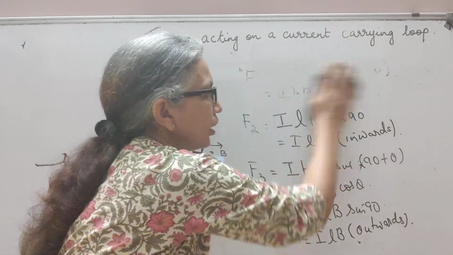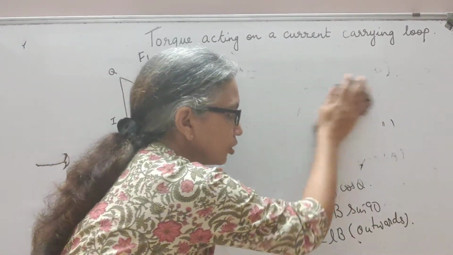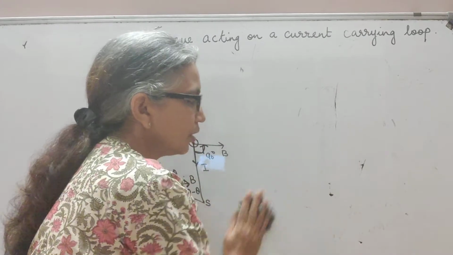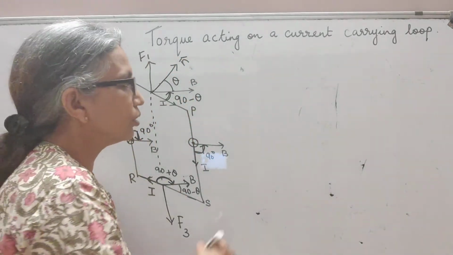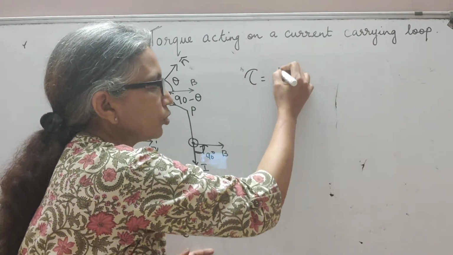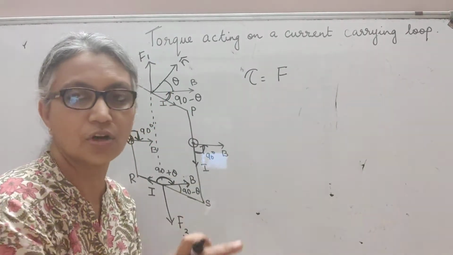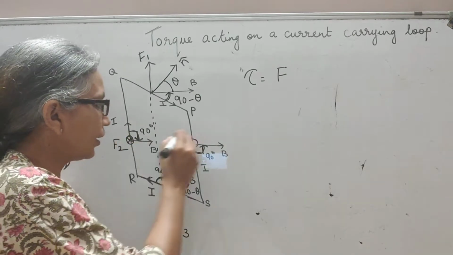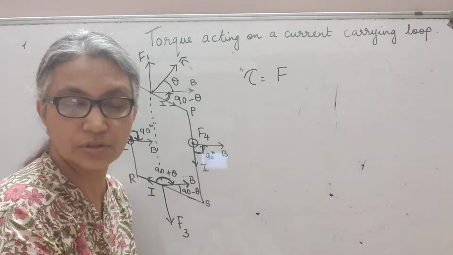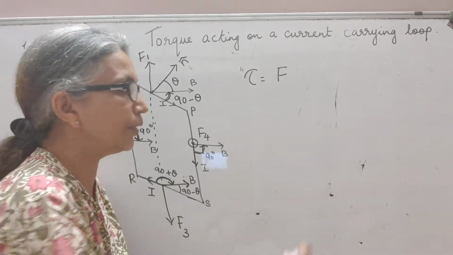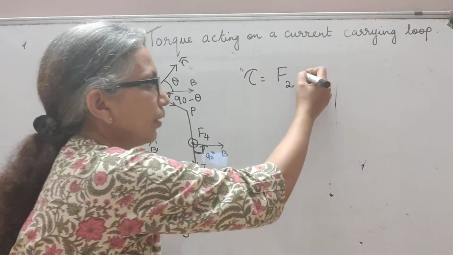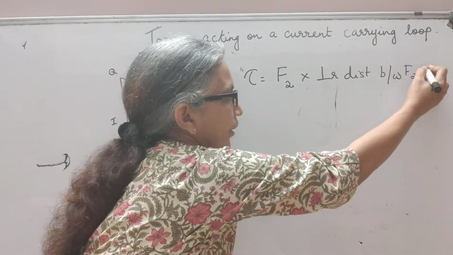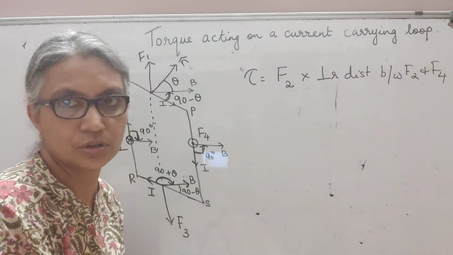In 11th standard, you have learned that the torque due to a couple is equal to any one of the forces multiplied by the perpendicular distance between the two forces. This you have done in 11th standard in rotational motion. So torque due to a couple is equal to any one of the forces that constitute the couple. The two forces are F2 and F4. So you have F2 here and F4 here. So the two forces that constitute the couple, F2 and F4, both are equal to ILB. So I may write F2 or F4 multiplied by the perpendicular distance between F2 and F4. This is the formula for torque due to a couple.